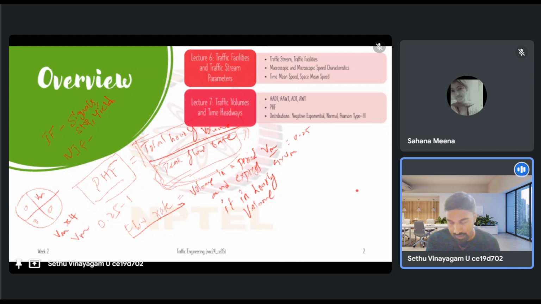So what is the other case? When will we get the peak hour factor maximum? When there is equal volume occurring in all 4 periods, then your total hourly volume is the same as your peak flow rate, right? So in that case your peak hour factor is 1. So this is the maximum. So the theoretical range of PHF is 0.25 to 1.